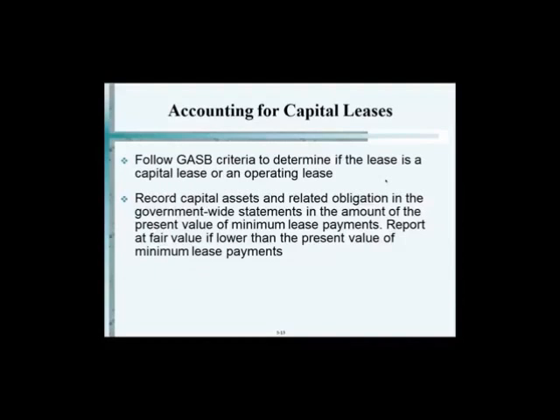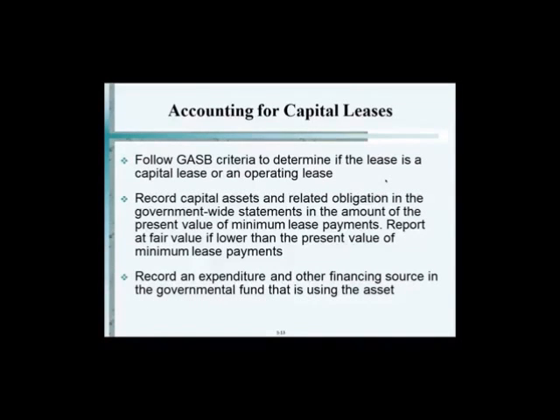Let's take a look at capital leases. Anyone remember the criteria for how you determine whether it's a capital or operating lease? Did you learn this yet? Are you doing it now, or did you? Yes. Okay. All right.